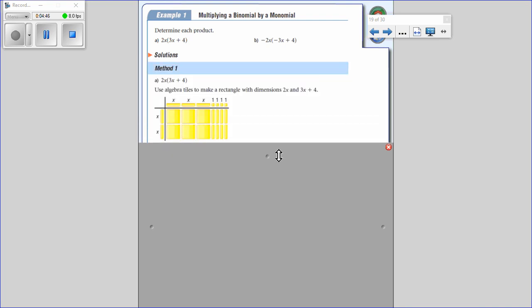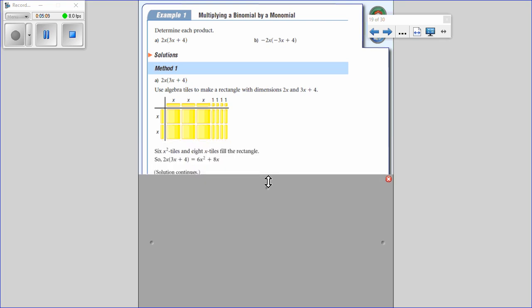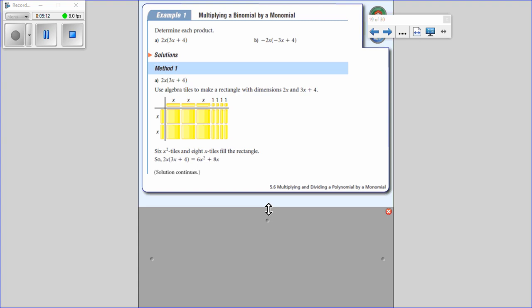So when we're working on 2x times 3x plus 4, we have a monomial and a binomial. We're going to take the 2x times each of those parts, and here's what it looks like. If we did the rectangle thing, here's our 2x, here's our 3x plus 4. So we fill all that in. We end up with 6x squareds and 8x's. So 6x squared plus 8x. There it is.